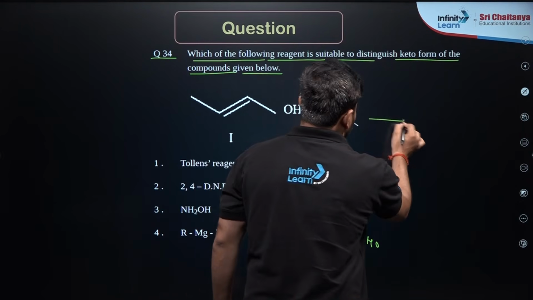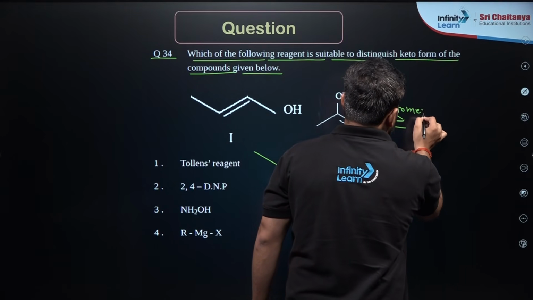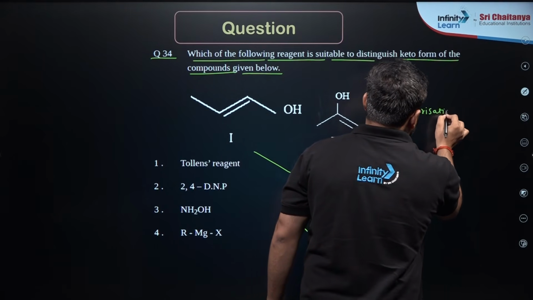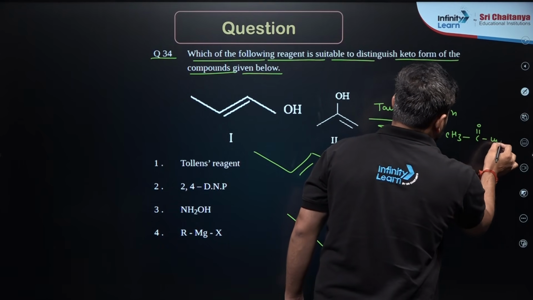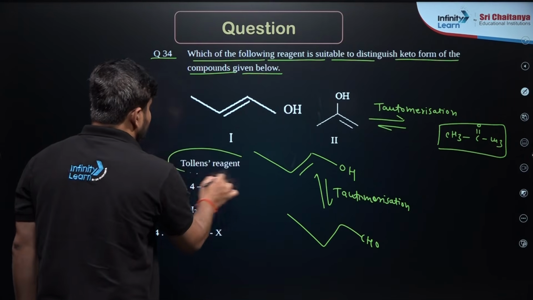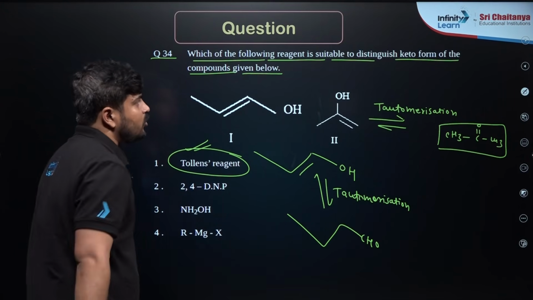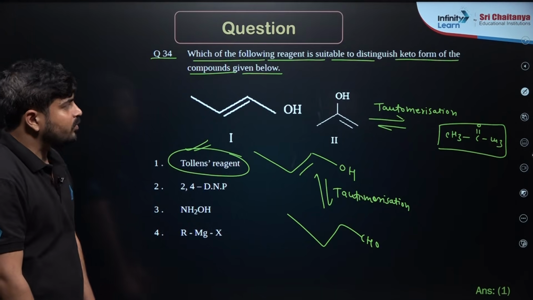And here also, if the tautomerization is there, what we know is that after the tautomerization it is going to convert into a ketone, right? What will come here? CH3 double bond O CH3. So both the compounds will definitely give the Tollens reagent test. Please remember this one: option first is the correct answer of this question.